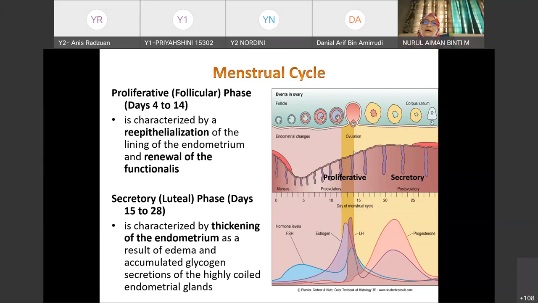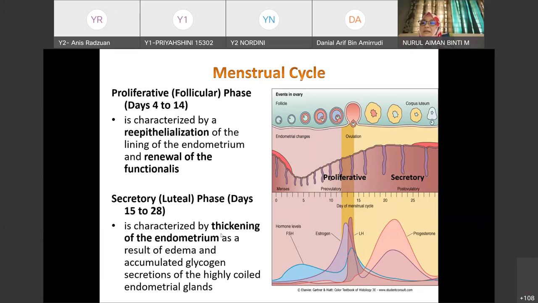Okay, so from day 15 to 28, this stage is known as the secretory or luteal phase, where you can see a lot of corpus luteum here, which is going to maintain the uterine lining. Pregnancy will occur within 24 to 48 hours if there is presence of sperm. If there is sperm, then there is pregnancy and implantation. But if there is no fertilization, the lining will still be maintained by the corpus luteum until day 28. Then you have menstruation.